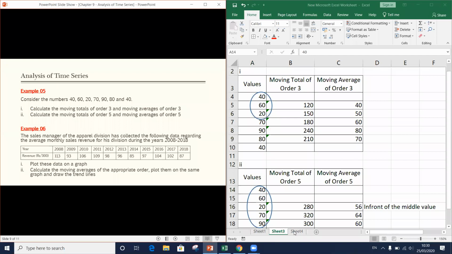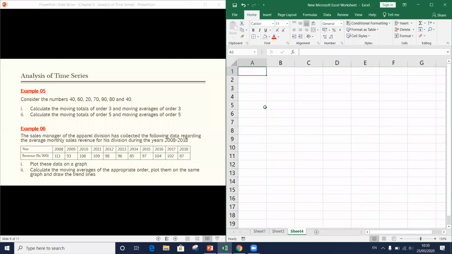Okay. Can we move to example number 6? Yes, sir. Okay, example 6.